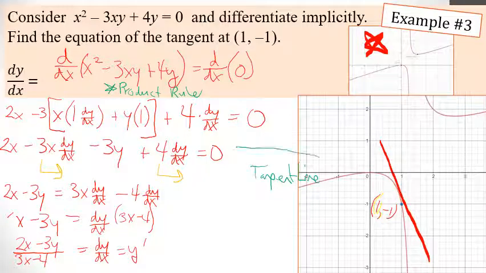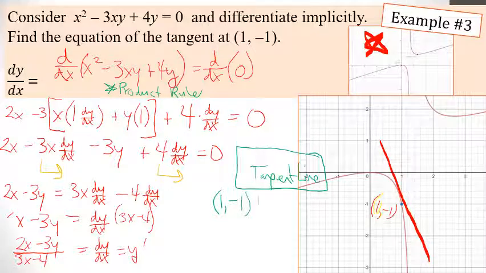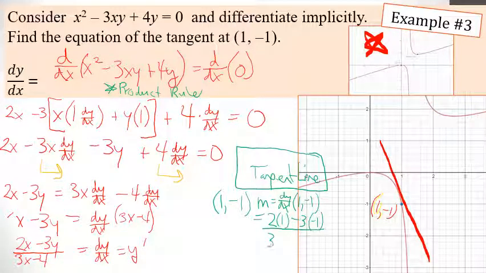On a tangent line, we need two things. We need the point, which is 1 comma -1, and we need the slope at that point. So we need dy/dx, or y prime, at the point 1 comma -1. So our slope is (2x minus 3y) over (3x minus 4). So that becomes 5 over -1, so it is -5.